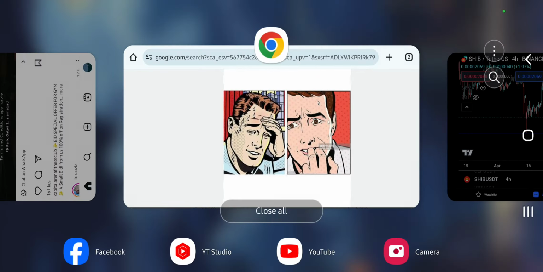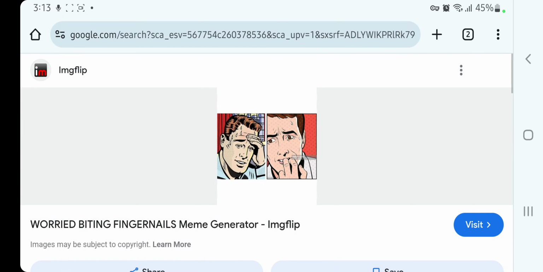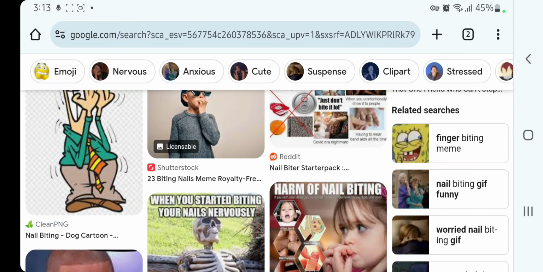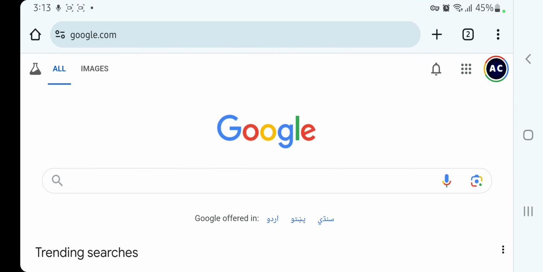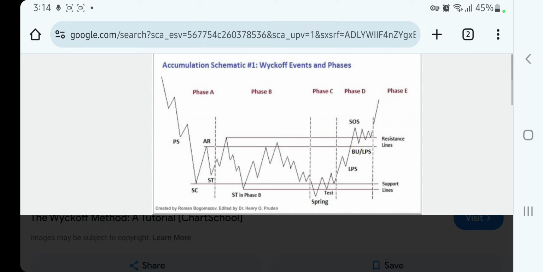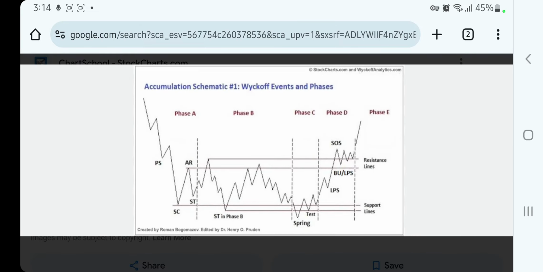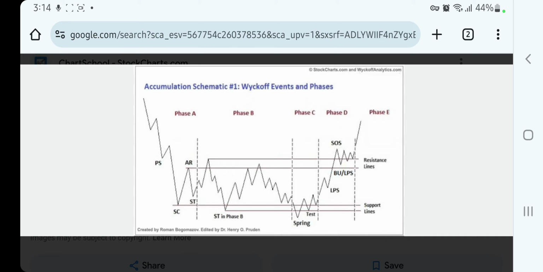Now for reference, let's get into Google. Actually, let's just open up Google, and yeah, this is basically what I want to show you. So you have the accumulation schematic of Wyckoff events and phases. You have phase A, phase B, and C, D, and E, right? And right now you're looking particularly at phase C of this one right here.